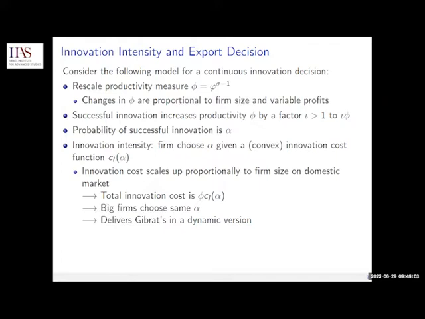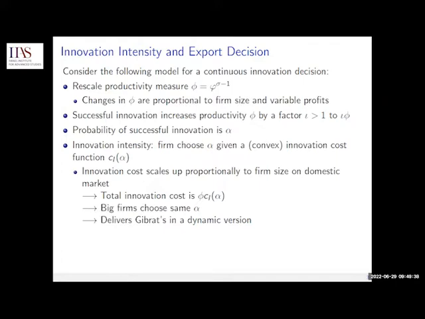This is going to mean that in this formulation, so this is the intensity for alpha. Now we're also going to scale up the cost by the size of the firm. So this variable phi, I've transformed this one, right? Remember that this is a transformation that means that sales and operating profits are proportional to my, this is phi bar, I'll just call this phi, right? And I'm going to scale up the innovation cost by the size of the firm.